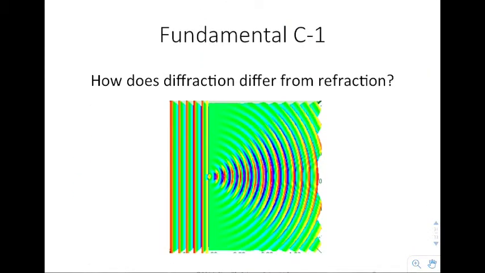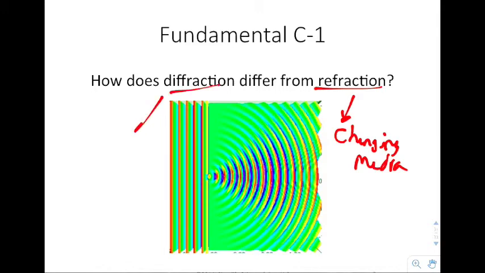Okay, it says, how does diffraction differ from refraction? Refraction is changing the medium. Okay, so you're having some sort of bending of waves as you go from air to water, water to glass, glass to diamond. Diffraction is bending when you have a barrier. So all of these things can be water. So it's water and water and water, but there's just a little barrier that makes it bend around that particular barrier.